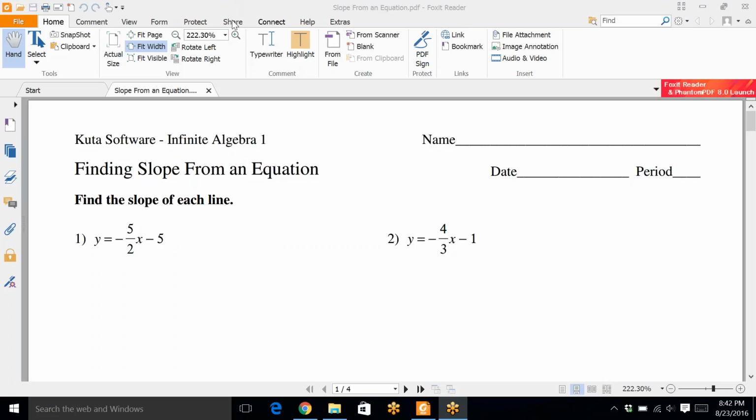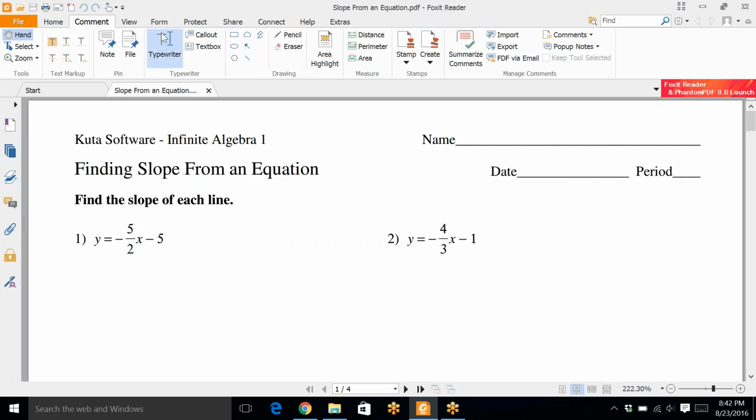Hello, this is the video that I told you guys I was going to make tonight to kind of get us caught back up for class tomorrow. So this is in the worksheet packet that I gave you today in class. It's called Finding Slope from an Equation.